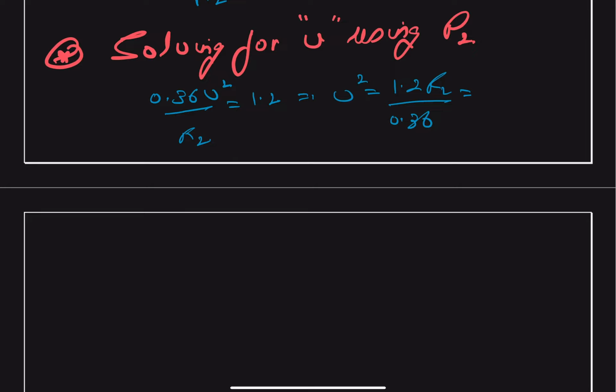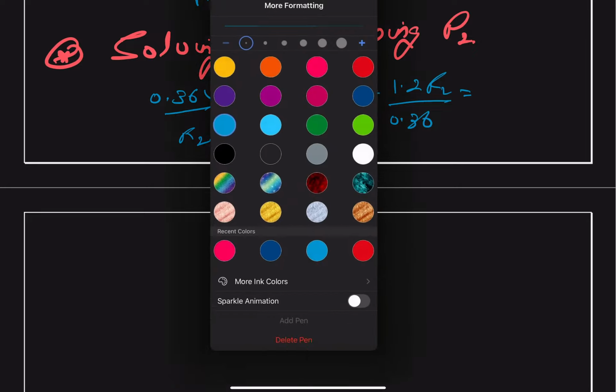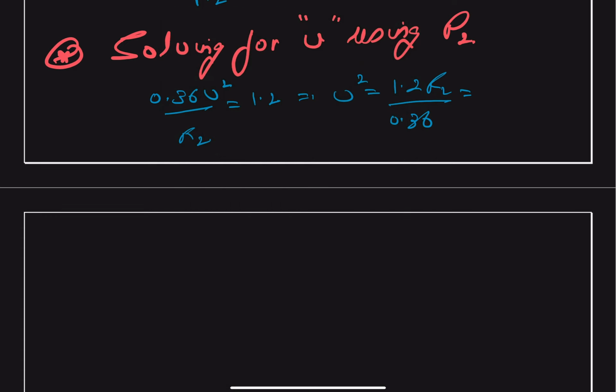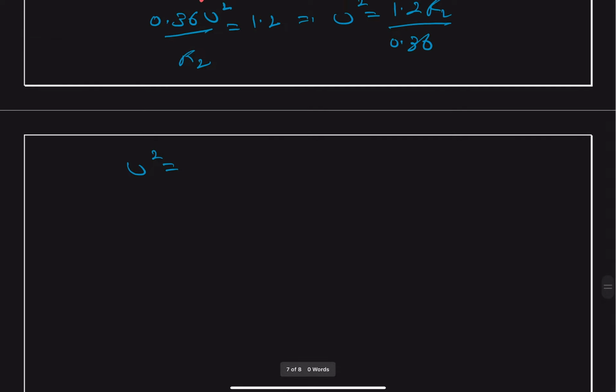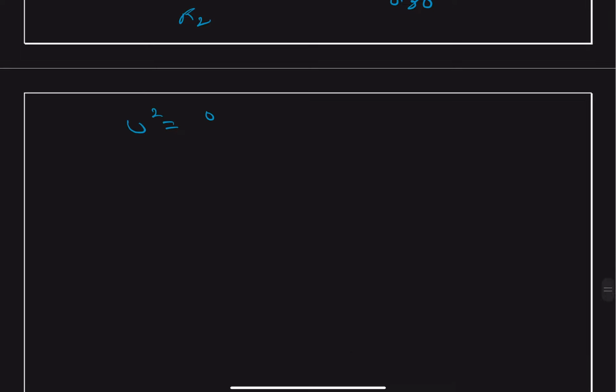We can just modify it, and we get V square is equal to 120 divided by 36 times R2, and that can be written as 10 times R2 divided by 3.